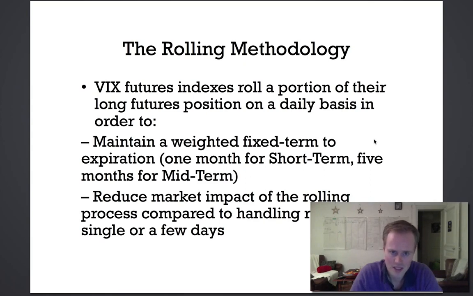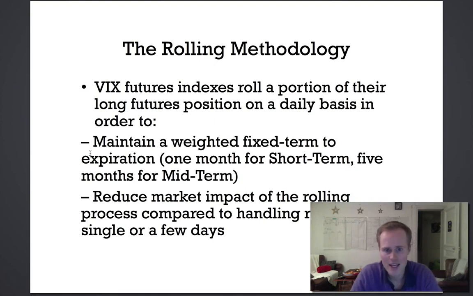So the rolling methodology, which is very important for the strategy I'm going to show you: VIX futures indices roll a portion of their futures position on a daily basis in order to maintain a weighted fixed term structure to expiration. That means the 1 month for the short term and the 5 month for the midterm. You can read that in more detail in the prospectus, but that's how the ETF SVXY works, and the UVXY is leveraged in the opposite way. There's a reduced market impact of the rolling process compared to handling rolls on a single or a few days.